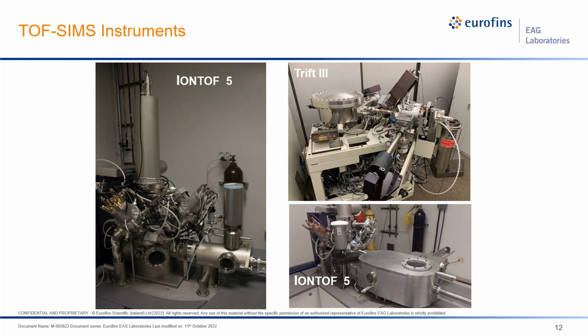The 2 instruments we have in California are Auger TOF-5s. Both of them use bismuth primary beams and a reflectron analyzer. But one of them has an argon cluster beam used for depth profiling organics. And the other one has a very large sample entry stage for analyzing large wafers. It's used a lot for semiconductor analysis.